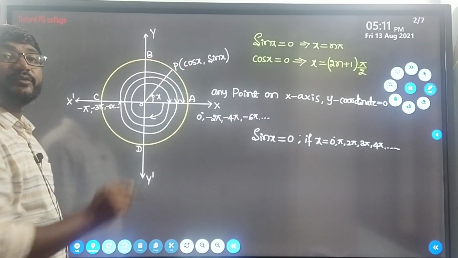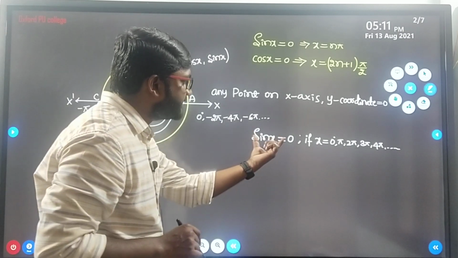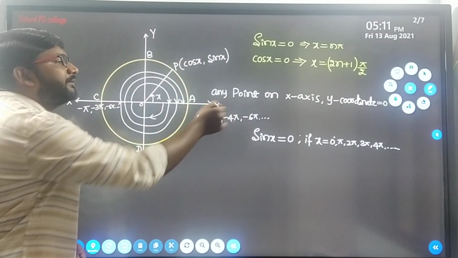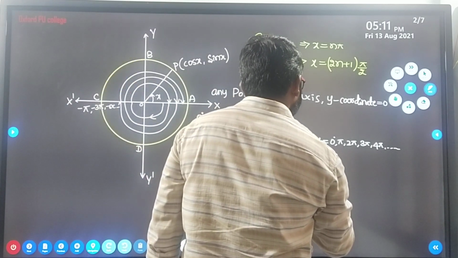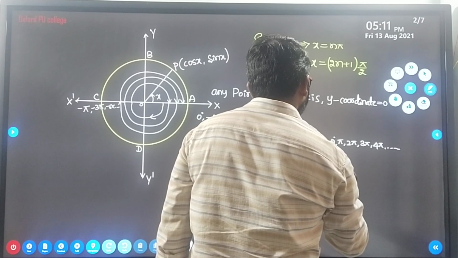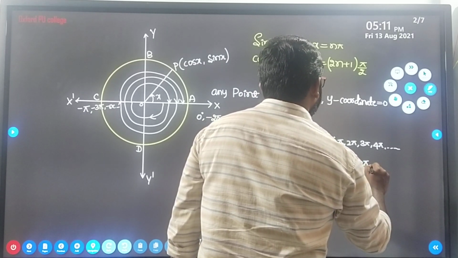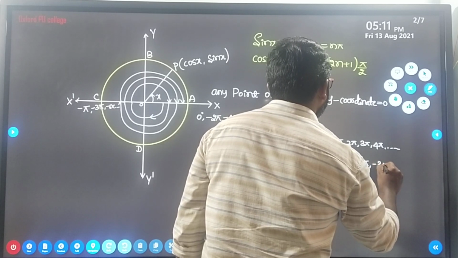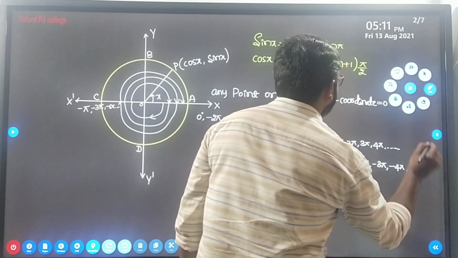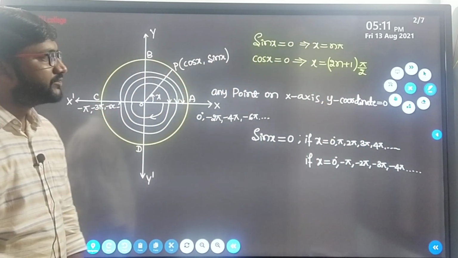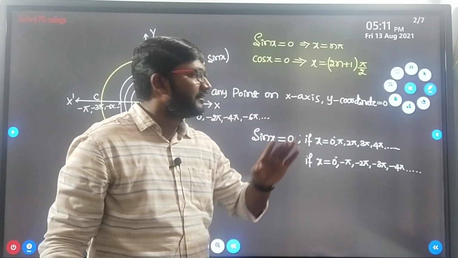Like this it continues for all the negative angles. So now sin x is 0 for these negative angles: if x equals 0 degree and then minus pi, then minus 2 pi, then minus 3 pi, then minus 4 pi and so on. This continues. Now observe this. Here you have the positive angles, here you have the negative angles.